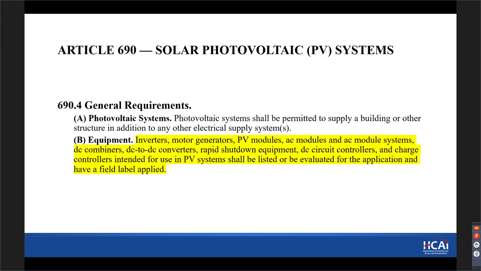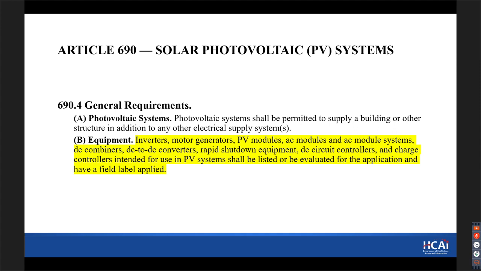Solar voltaic systems. Essentially, it's stating that inverters, generators, PV modules, combiners, and converters all need to be listed for the use, or be evaluated for the use and application in the field. Typically we see people keeping the solar and battery installations behind a demarc point, so that what's submitted to HCAI is only the connection for these devices.